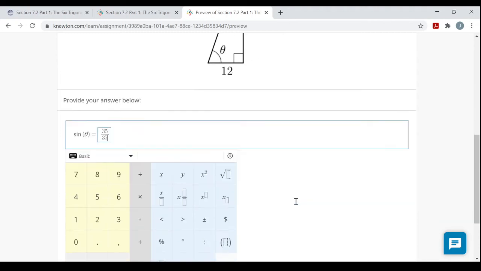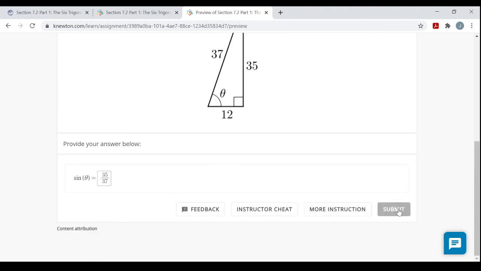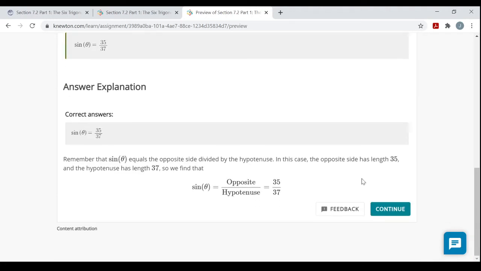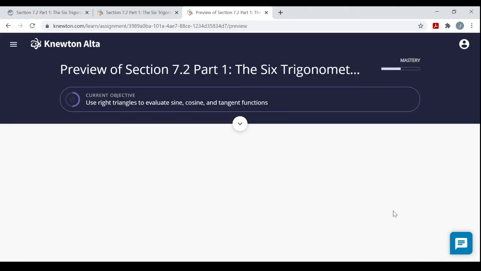Simple as that. And again, please get to memorizing these trig ratios. Make it a little easier for you. We'll make it quick.